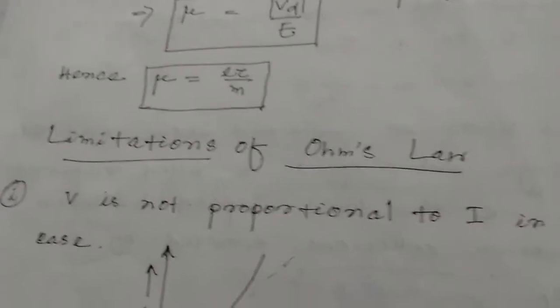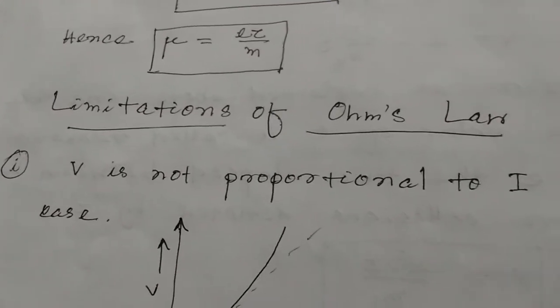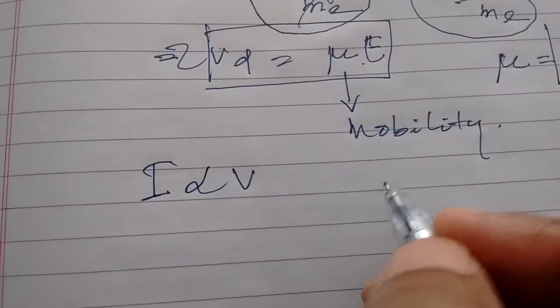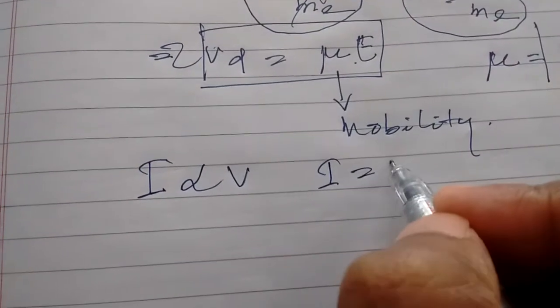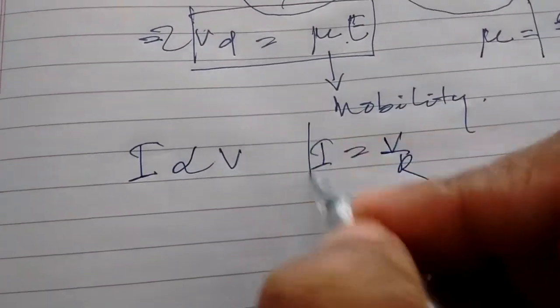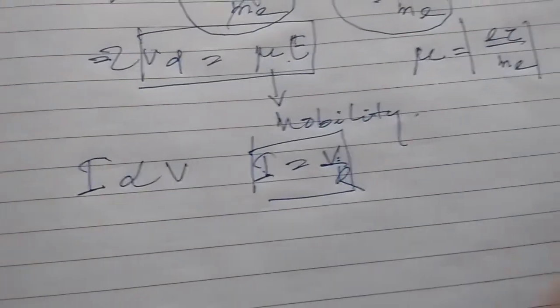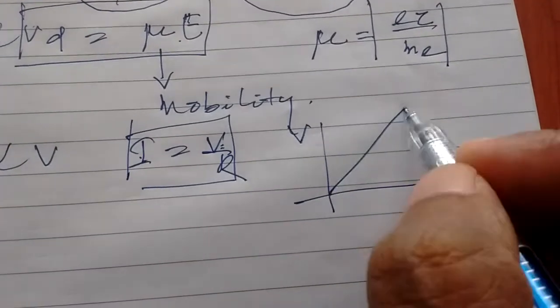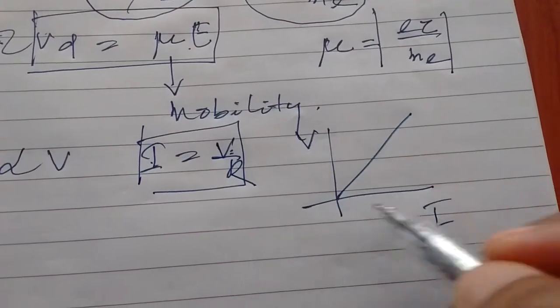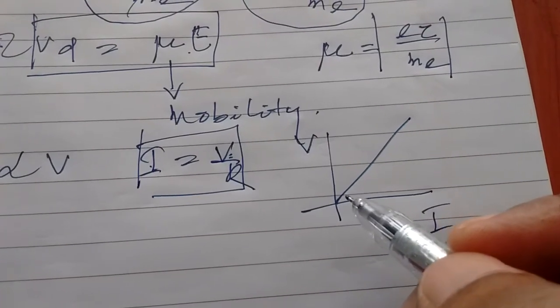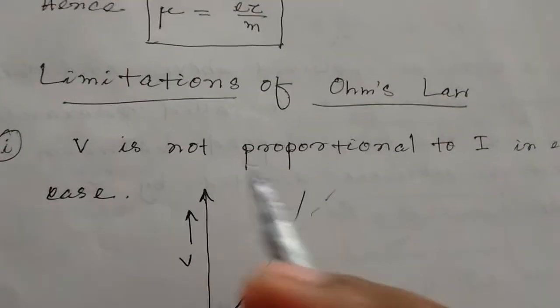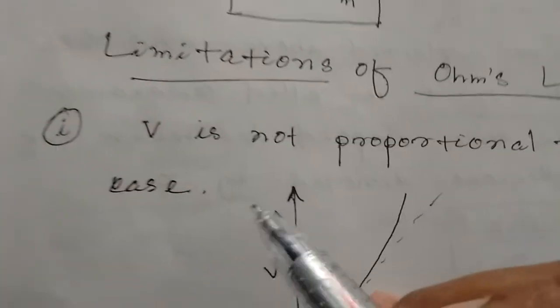What are the limitations of Ohm's law? We have already seen that Ohm's law says I is proportional to V. That means I is equal to V by R, whether this relationship is linear or not. Linear means their characteristic curve will always be a straight line, but this is not always the same. It varies from material to material. Here is one limitation: V is not proportional to I in every case.